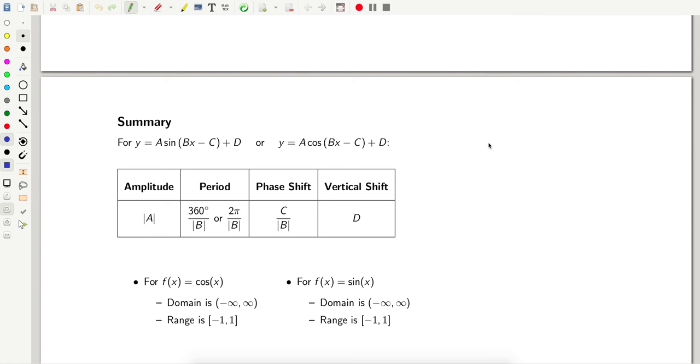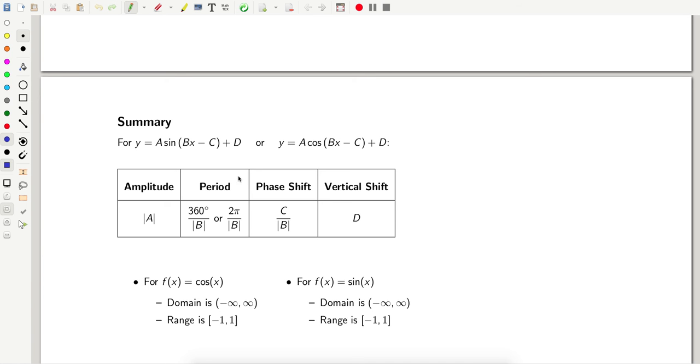All right, so we've talked a little bit about changing the graphs of sine and cosine. So we looked at vertical stretching and compressing, which impacts your amplitude. We looked at horizontal stretching and compressing, which affects the period of the graph of the function. The phase shift is your horizontal shift left or right, and your vertical shift is going up or down.